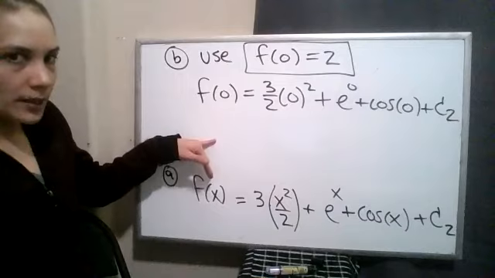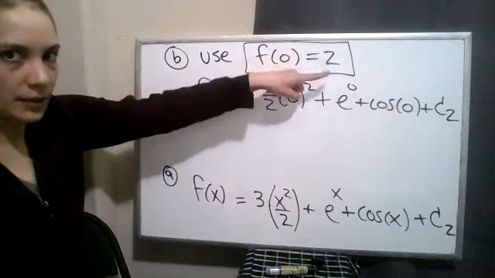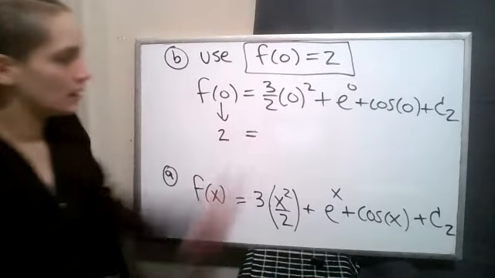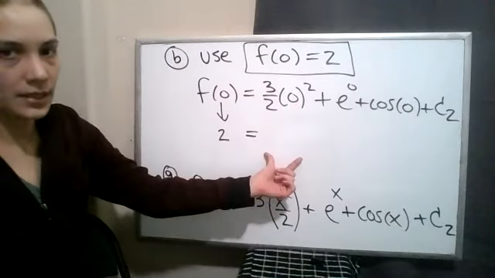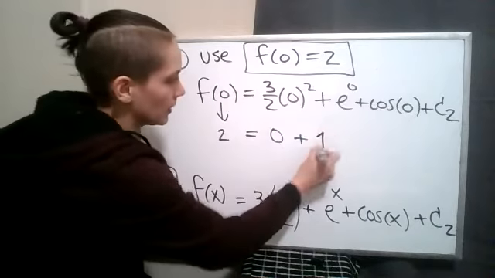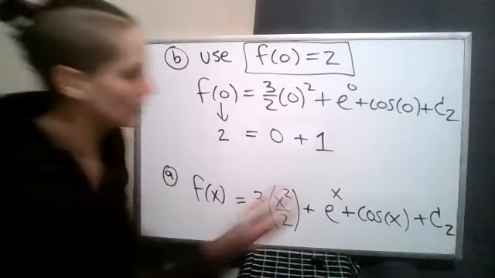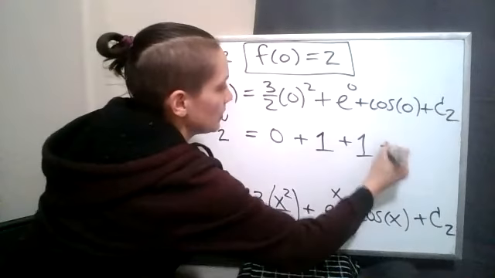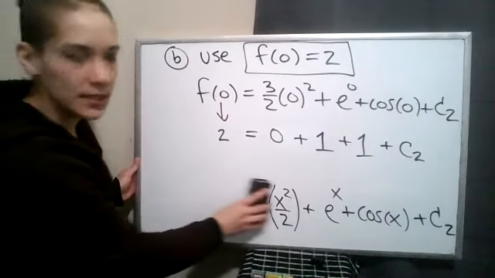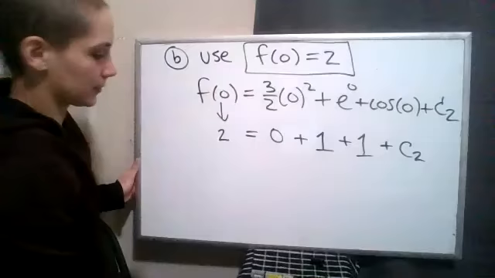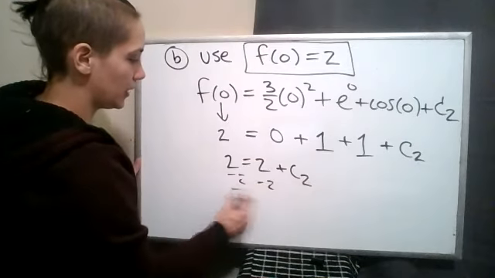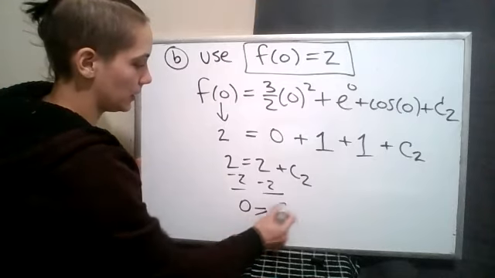Okay, f of 0, we're going to substitute this part here. F of 0 equals 2, so I'm going to replace this with 2. This side, just simplify. 0 times any number is 0. A number to the power 0 is always 1. Cosine of 0 is 1. And c sub 2 at the end. Okay, 2 equals 2 plus c2. Minus 2, I got 0 equals c2.